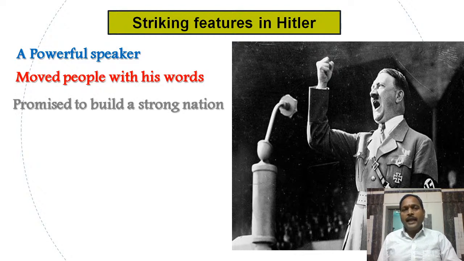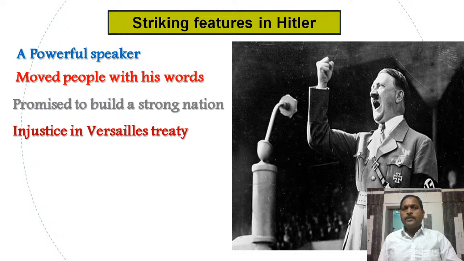He promised to bring a strong nation. Germany was a strong nation in the olden days, and he would retake those days by building a strong nation for Germans. He also promised to take revenge for the injustice of the Versailles Treaty. In World War I, Germany had been treated very damagingly, so he had to take revenge for the injustice of the Versailles Treaty.